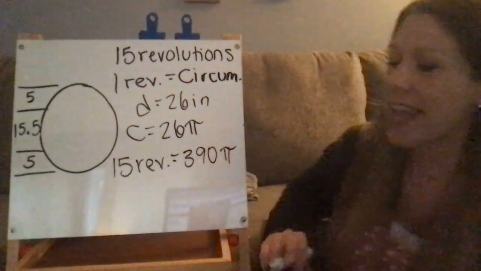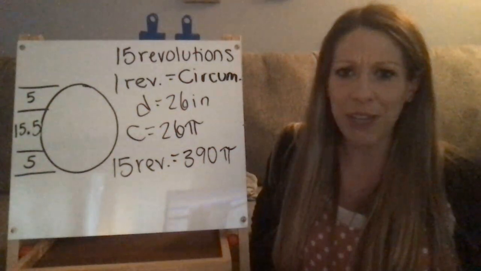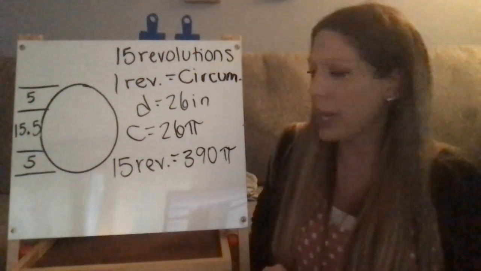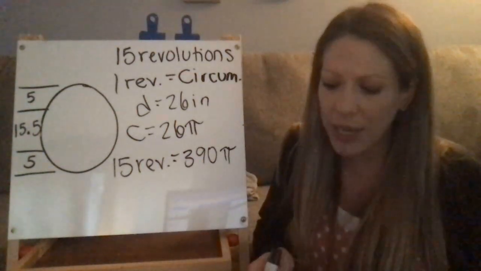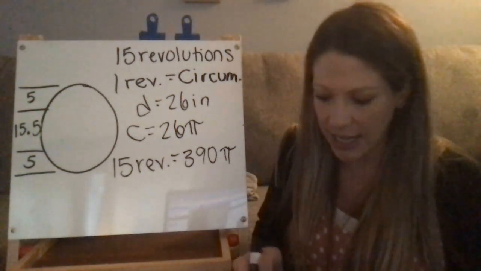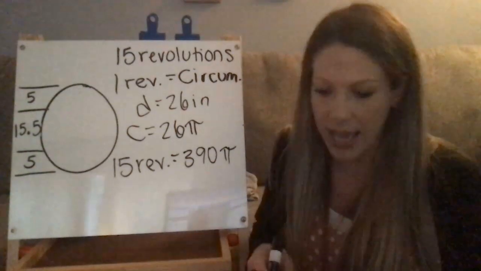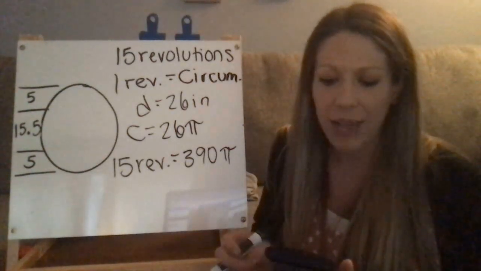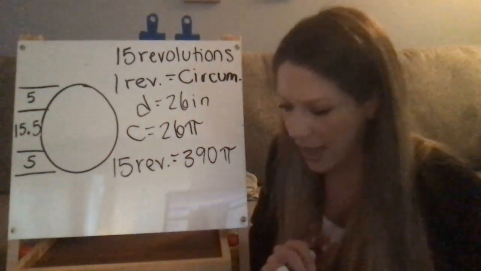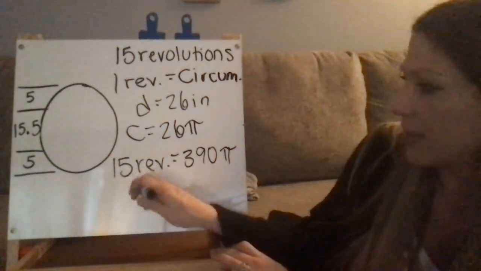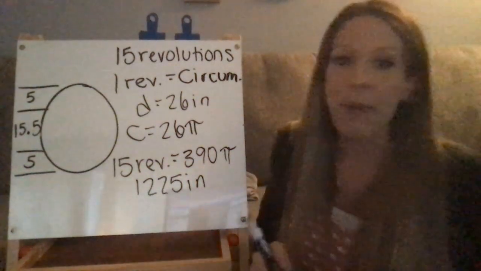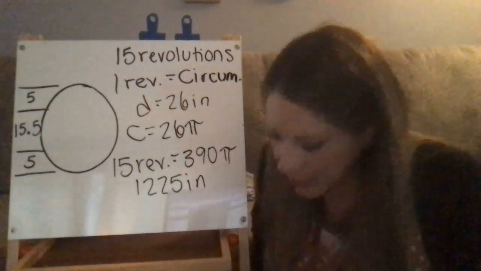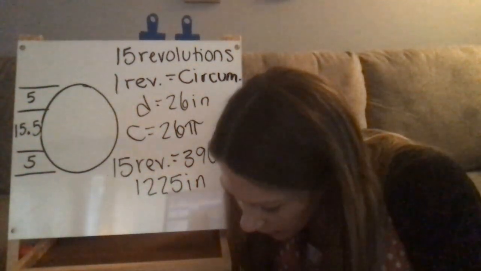But you wouldn't say, oh, if your wheel makes 15 revolutions, you're going about 390 pi inches. No, you wouldn't say that. And so we would, in this case, want to take 390 times pi, and we get about 1,225 inches. Is how far your wheel would travel in 15 revolutions.